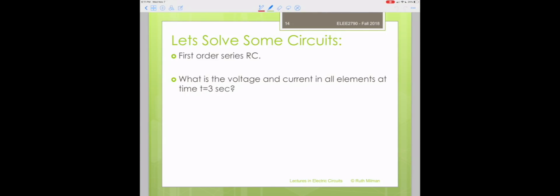I'm going to note that we're doing this for the time t equal to 3 seconds. At t equals 3 seconds, we're going to have e to the minus 3, which means that our transient is settled to within 5%.